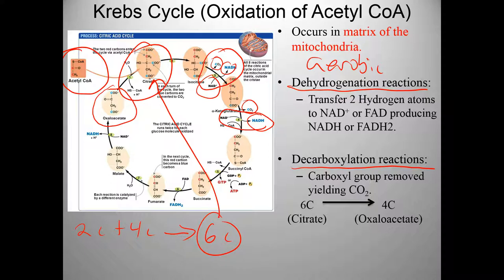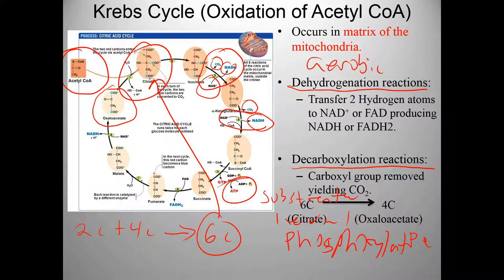All right. So now you generate ATP through substrate level phosphorylation reactions. All right, so in this case, you have a phosphate group from guanosine triphosphate that's going to transfer a phosphate group to form ATP. All right, so you're left with succinate.